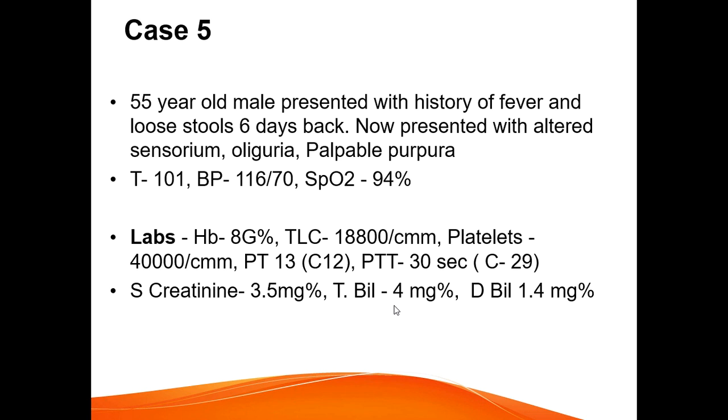So what will be your diagnosis on this? Sepsis of course remains your first possibility, so you work out for that. Otherwise, because there was a history of loose stools and now there is a neurological symptom, oliguria, thrombocytopenia and indirect bilirubinemia, then what will you do next?